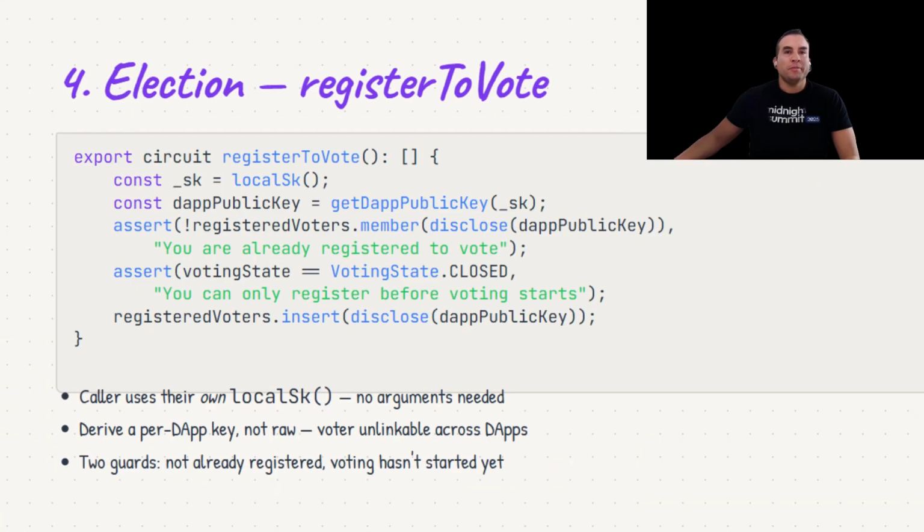Voters sign themselves up. No arguments. The voter's identity comes straight from their own secret via the local SK witness. Pull the secret. Derive the per-app public key. Check you are not already registered. Check voting hasn't started yet. Insert. Same trick as before. Because we use per-app keys, the same voter is totally unlinkable across different Midnight apps, but perfectly stable within this contract. Exactly what we need.